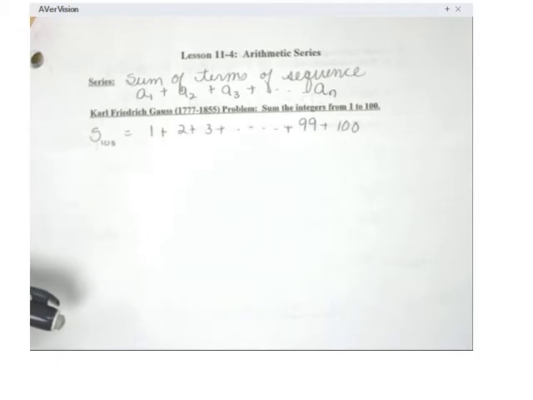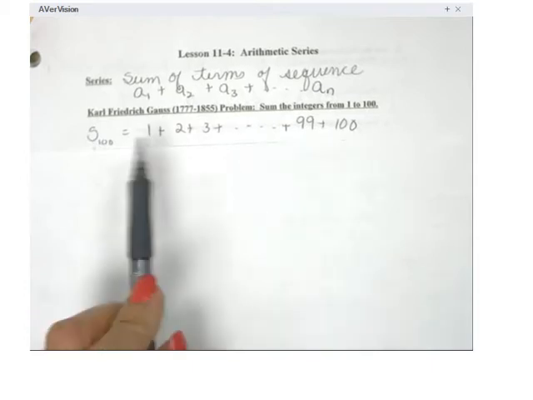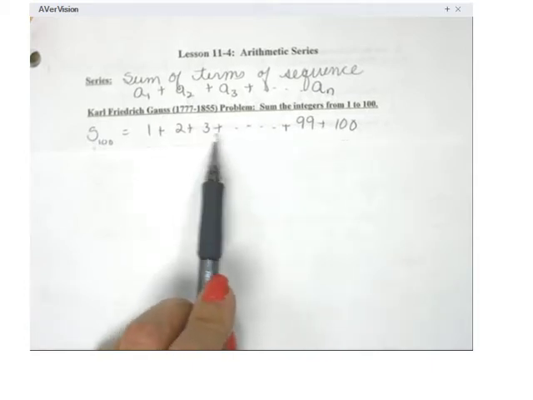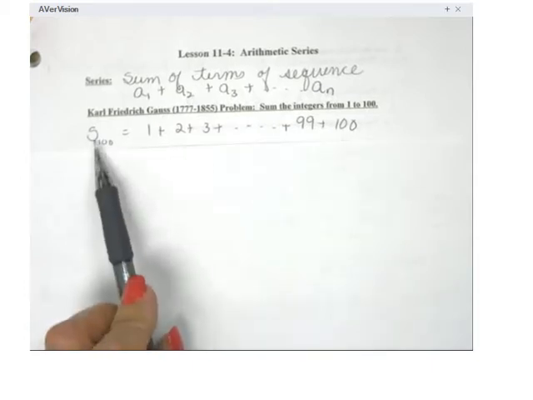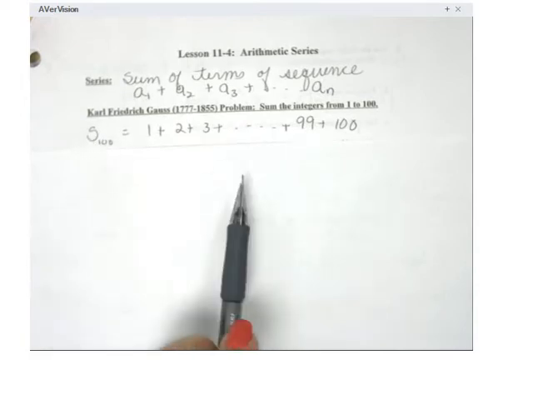And what he did, he did this all in his head. He did not write this down. The only thing he wrote down was what the answer was, as the way the story goes. But he said, I want to add up the terms from 1 to 100. So he thought about what would happen when he added them up. This would be called a series, S sub 100, meaning I'm summing up 100 numbers.